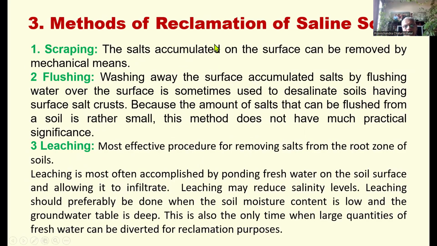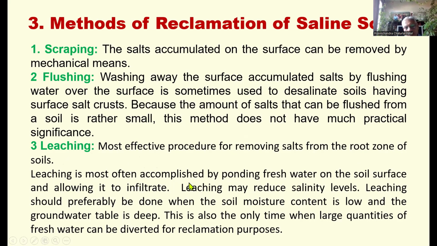So, methods of reclamation of saline soil. There are three methods: scraping, then flushing, then leaching. In flushing, washing away the surface accumulated salt by running water over the surface is sometimes used to desalinate soil having a surface salt crust, because the amount of salt that can be flushed from a soil is rather small. This method does not have much practical significance. But the third method, leaching, is the most effective procedure for removing salt from the root zone of soil.